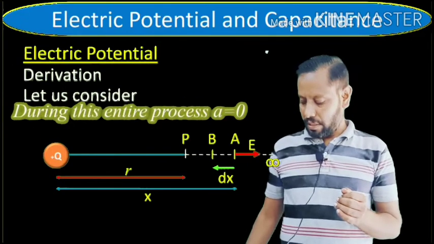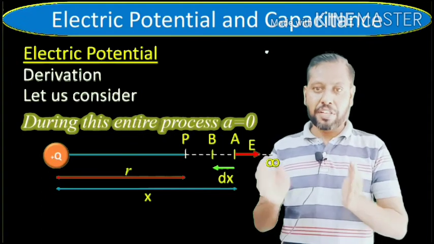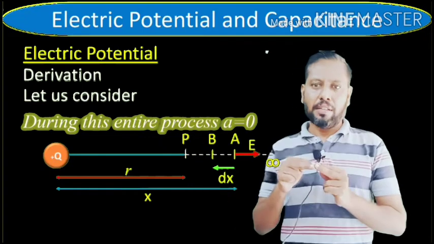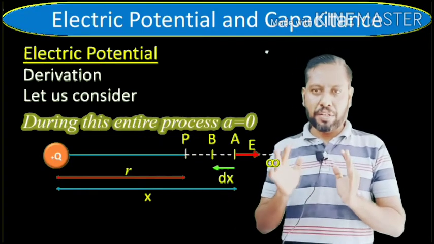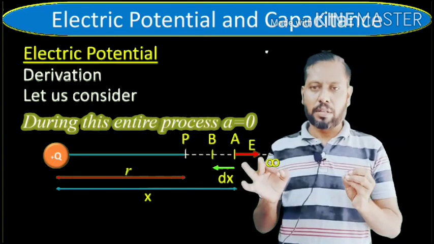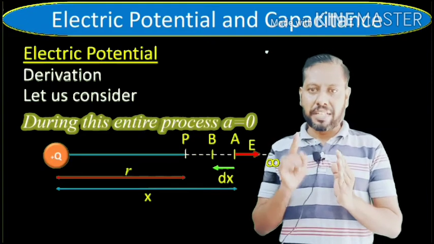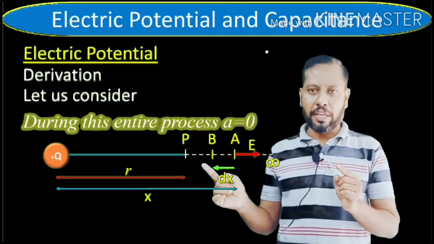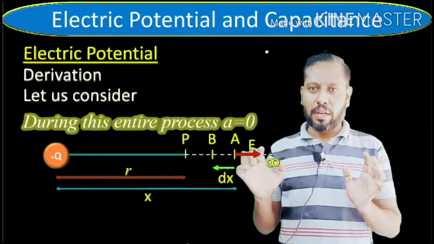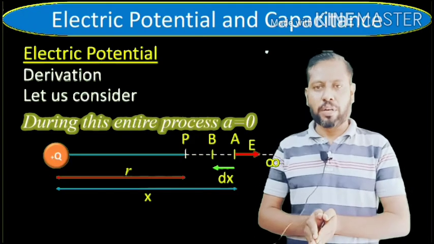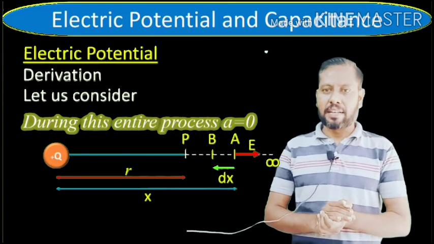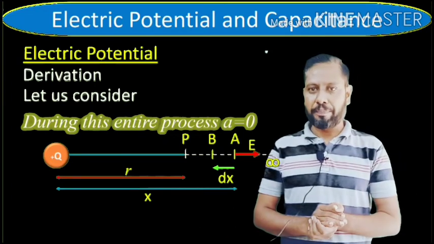Very important thing: when we are shifting this charge from infinity to point P, we have to make sure that the charge is not accelerated. That is a very important aspect here. When you are shifting the test charge from infinity to point P, there is no acceleration of small q. What the consequences are if there is acceleration of small q, you will learn afterwards. So we are not accelerating that charge. That is the important thing here.